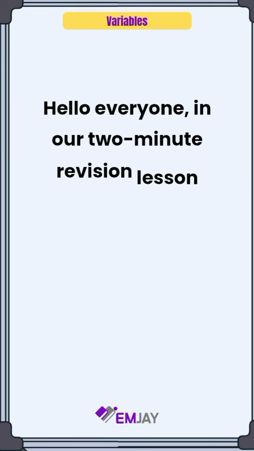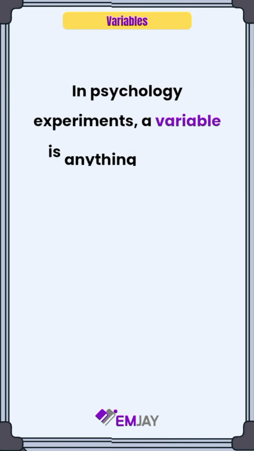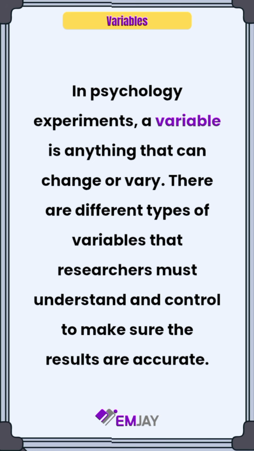Hello everyone. In our 2-minute revision lesson today, we shall be discussing the topic different types of variables from research methods. In psychology experiments, a variable is anything that can change or vary. There are different types of variables that researchers must understand and control to make sure the results are accurate.